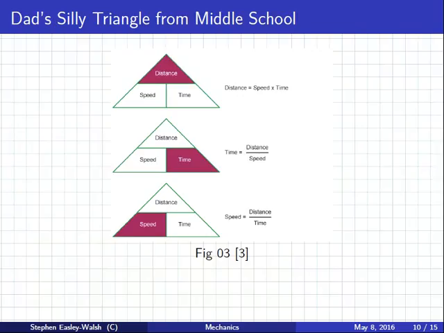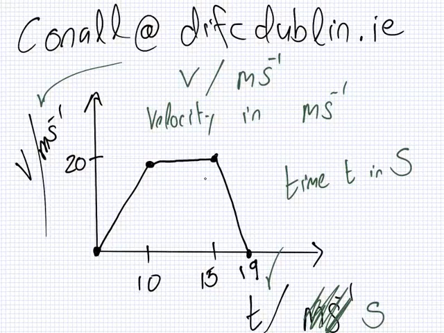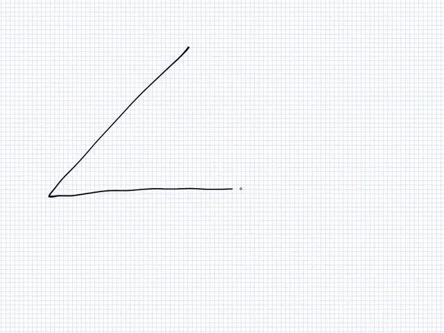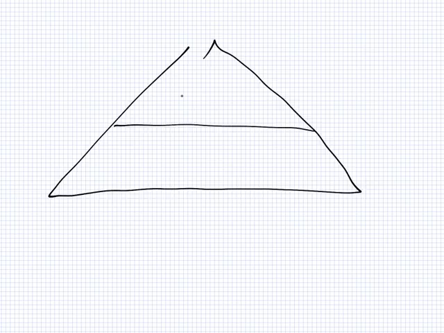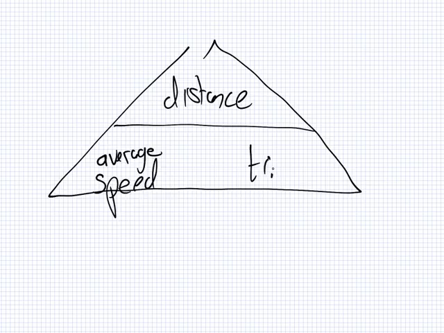Now, we have this triangle, which maybe you remember from middle school, but it's a way to calculate distance, speed, and time. So this is distance, this is speed, or more accurately, average speed, and this is time. I'll show you how this works. If you want distance, it's average speed multiplied by time. If you want average speed, it's distance divided by time. And if you want time, it's distance divided by average speed.